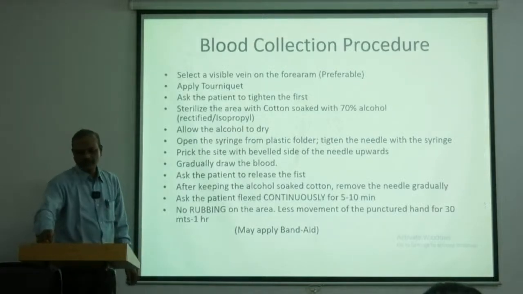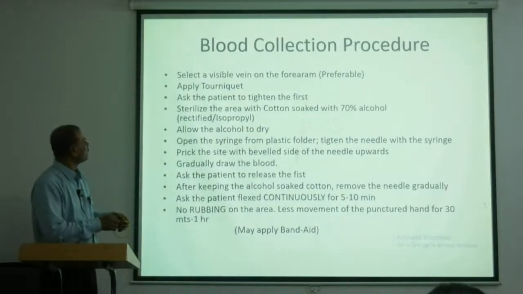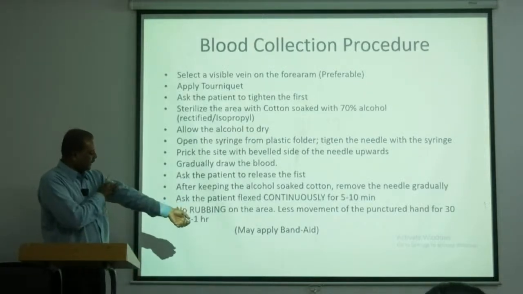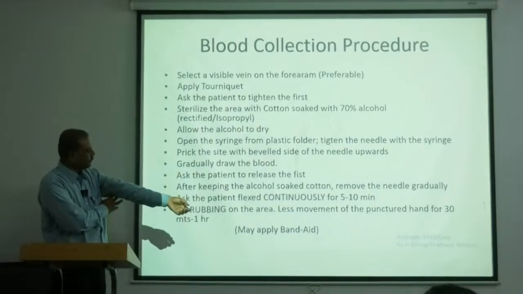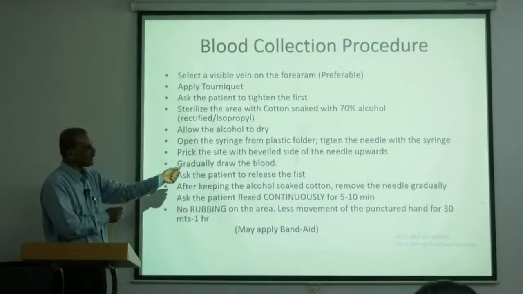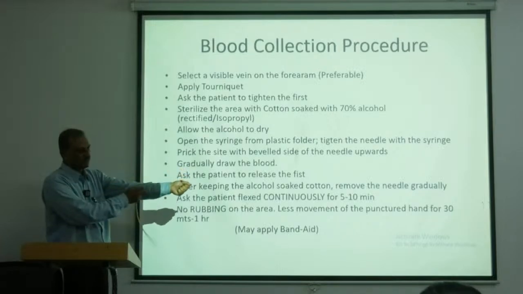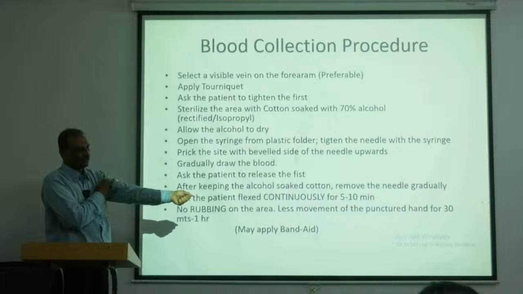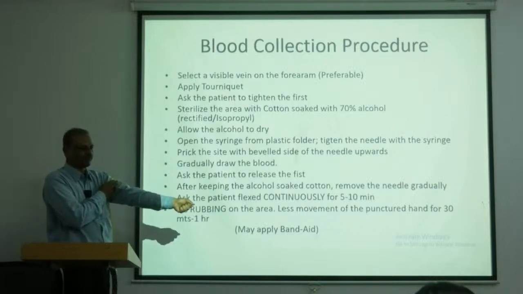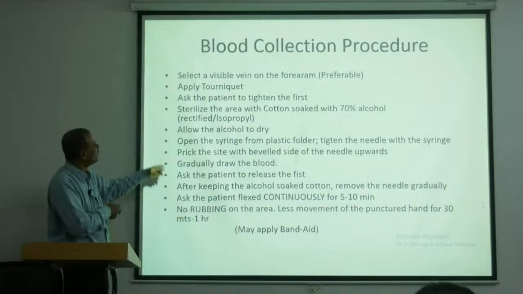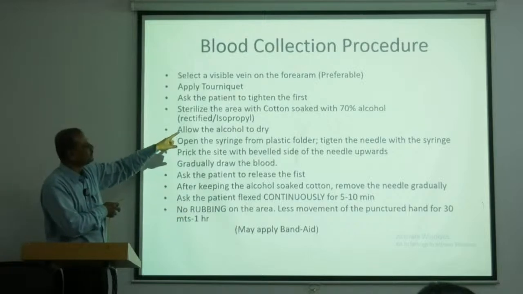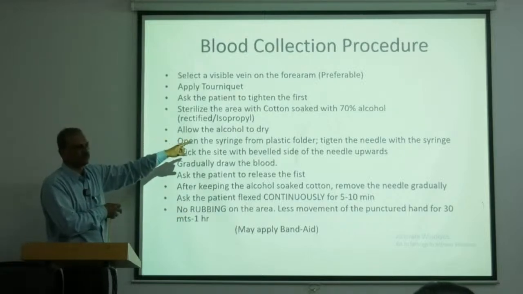Now apply a tourniquet, which I will be demonstrating. After applying it in the middle of the upper arm, ask the patient to tighten the fist. Basically, we are allowing more venous return and we are obstructing the blood flow here. Sterilize the area with cotton soaked with 70% alcohol.